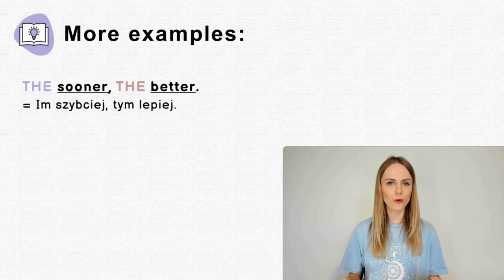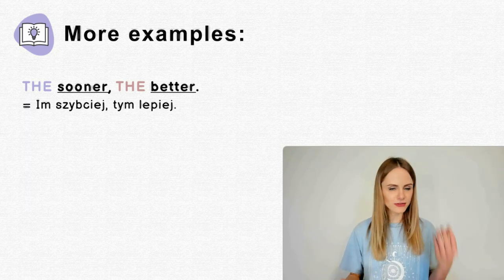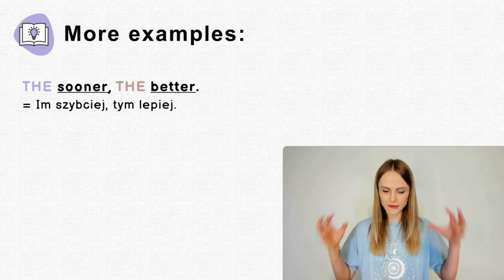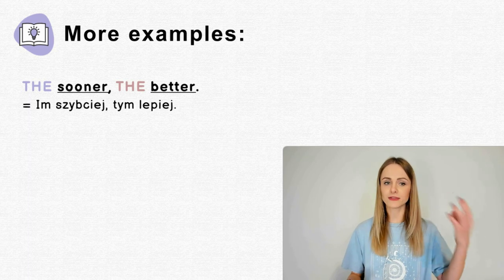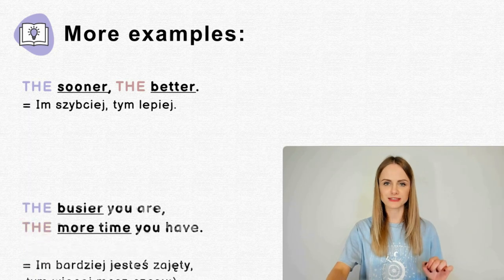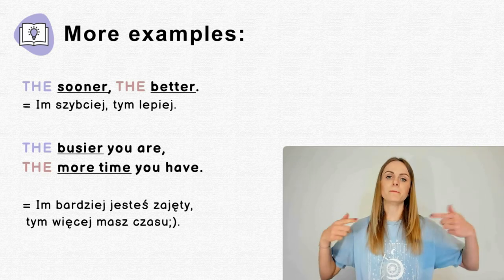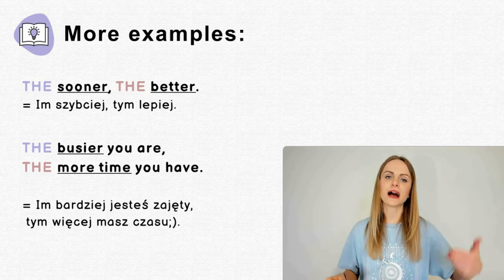More examples. I guess you're quite well familiar with this phrase, which is simply the sooner the better. Im szybciej, tym lepiej. The sooner, this is a fixed phrase, so I guess we can't really say the faster the better. I mean, you could of course say it, but the fixed phrase is the sooner the better. Im szybciej, tym lepiej. The plus the, and of course superlative forms in each part of the sentence. More example. Im bardziej jesteś zajęty, the busier you are, tym więcej masz czasu. The more time you have.